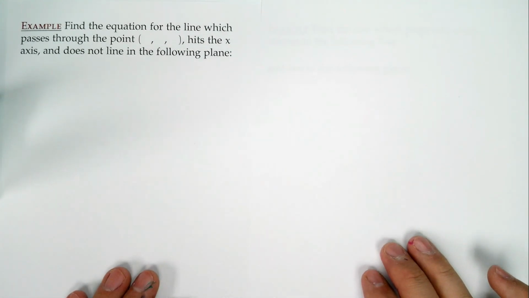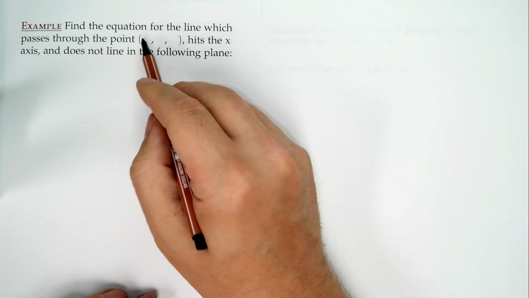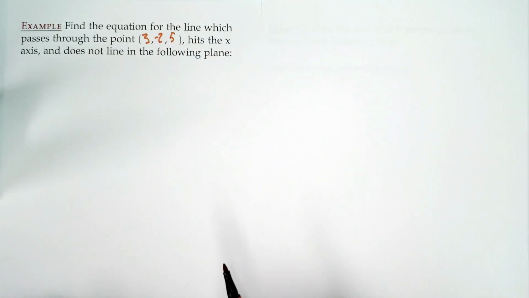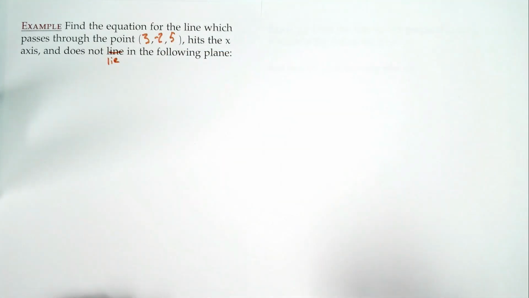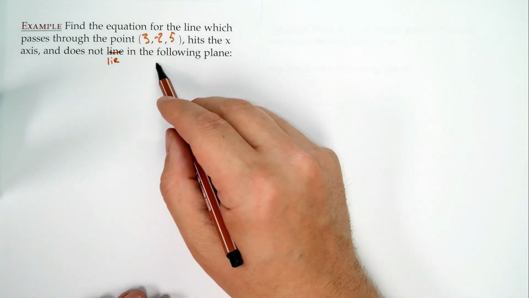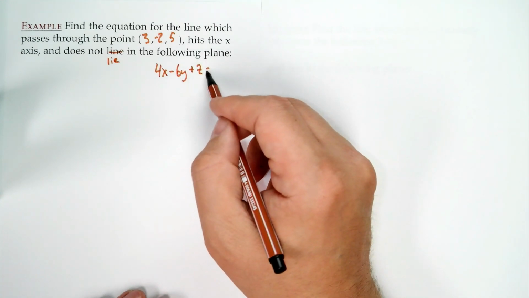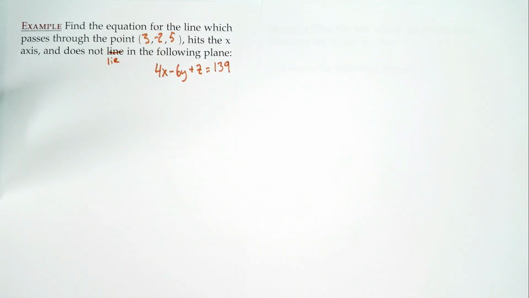All right. Find the equation for the line which passes through the point, and we'll just pick a point here. Let's say 3, negative 2, and 5. It hits the x-axis, all right, and does not, whoops, that says line, it should be lie, in the following plane. Well, what's the plane? Well, okay, we'll make up a plane. All right, 4x minus 6y plus z equals 139. All right, there you go.